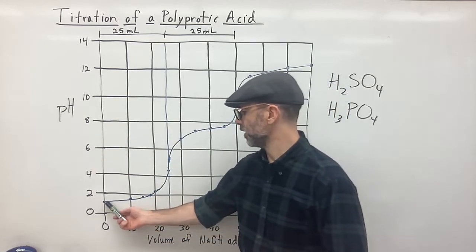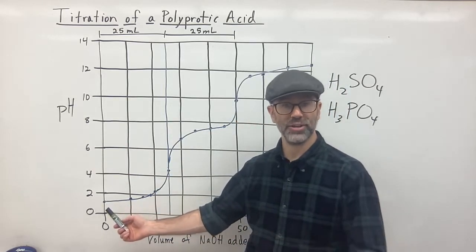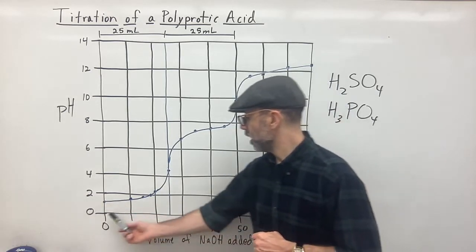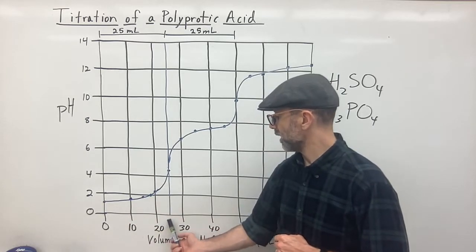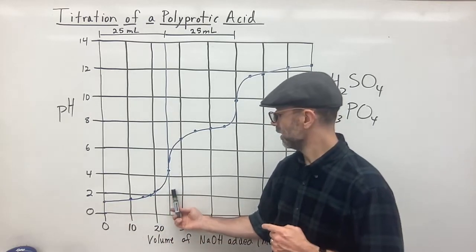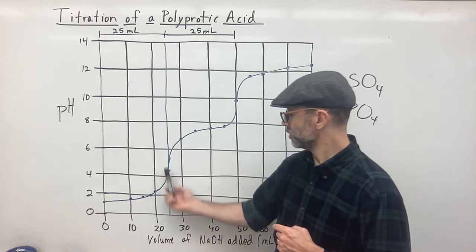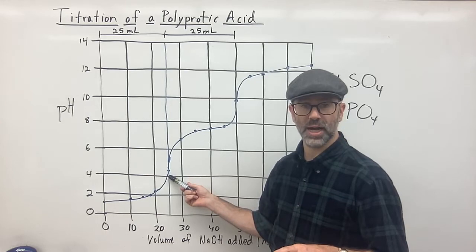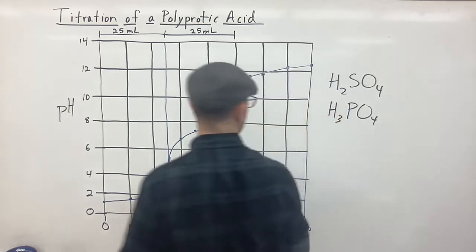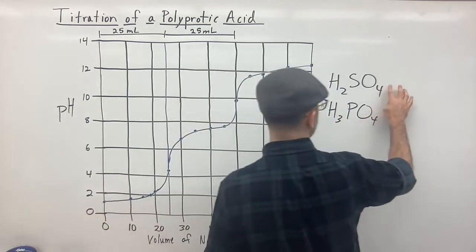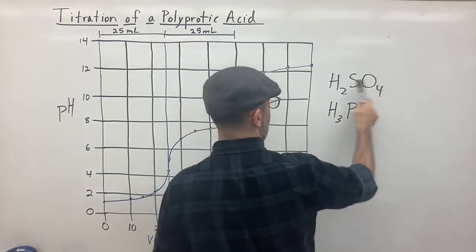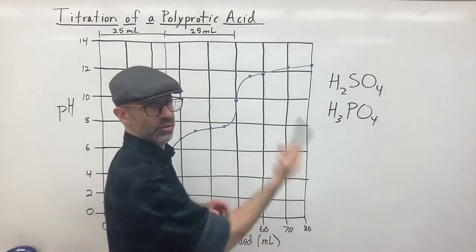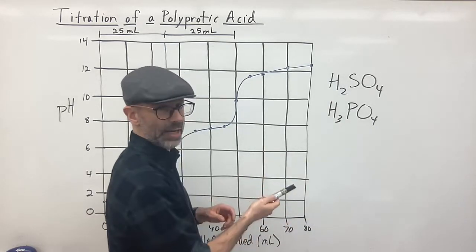So here, when we're adding our base, we're neutralizing that first proton. So when we add enough of our base such that it neutralizes that first proton, it gives us our first equivalence point. So at this point right here, all of that first proton has been eliminated. So if you take this here, so here's our acid, one of those hydrogens would be neutralized, but we still have one more hydrogen.